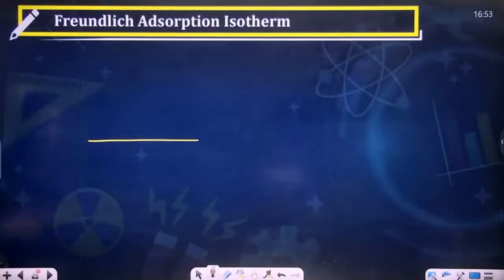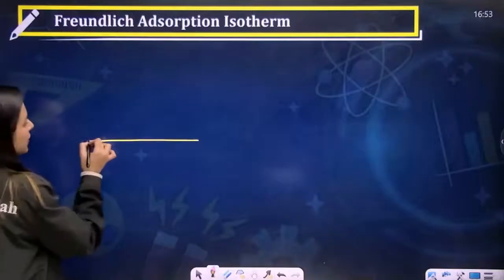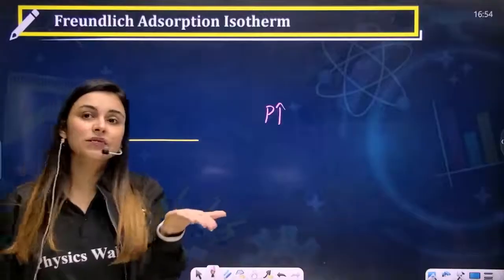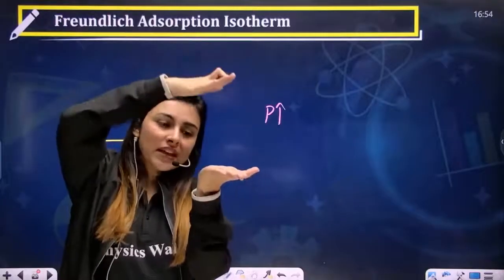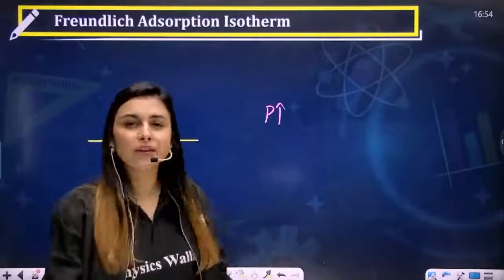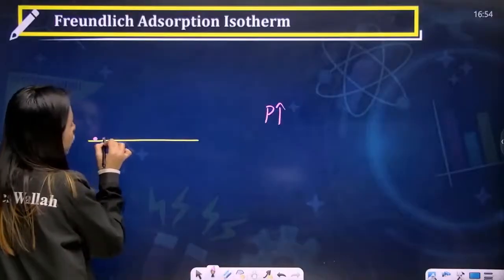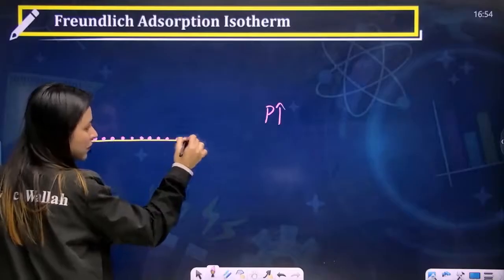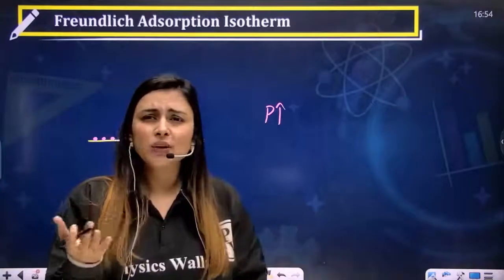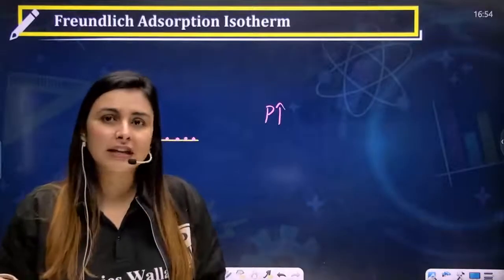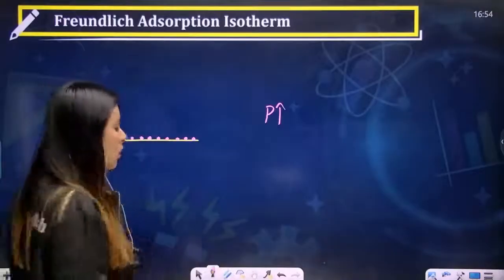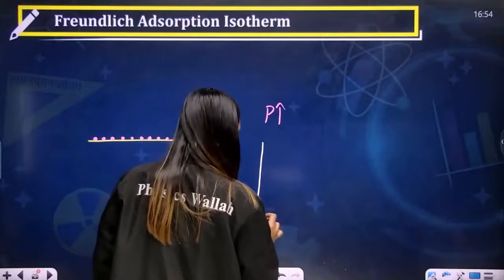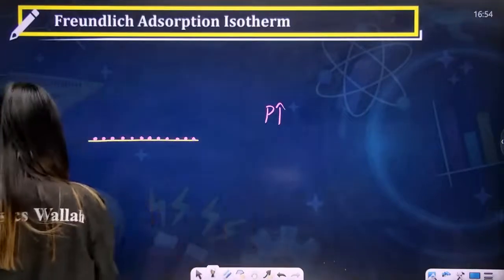So what happens is, you have a surface and you start increasing the pressure. If you increase the pressure on the gas to get adsorbed on the surface, what will happen? Obviously, more and more gas particles will start getting adsorbed on the surface. So I can say that as the pressure increases, the adsorption will definitely increase. If I want to draw a plot, can I draw it like this? I'll draw the plot with you.